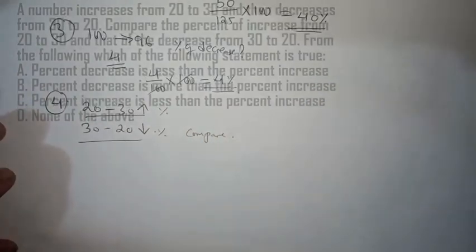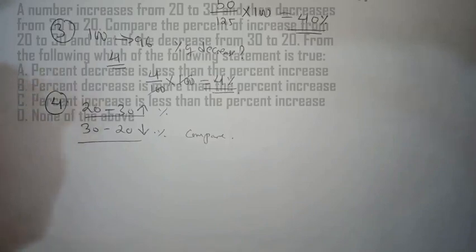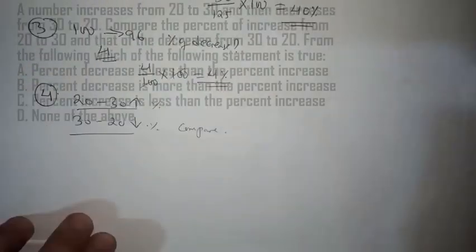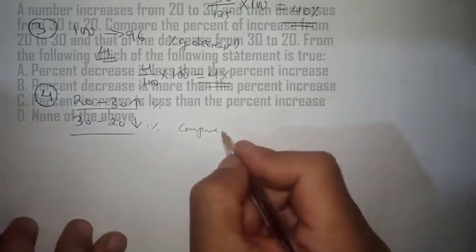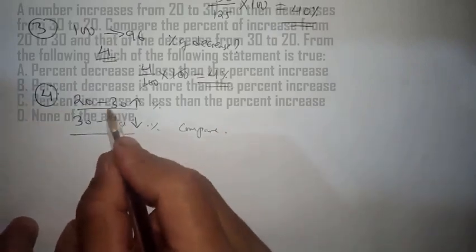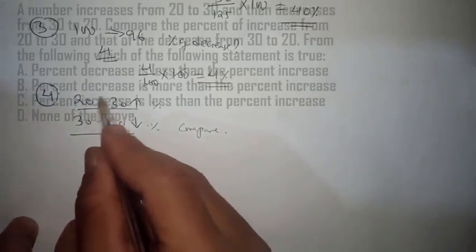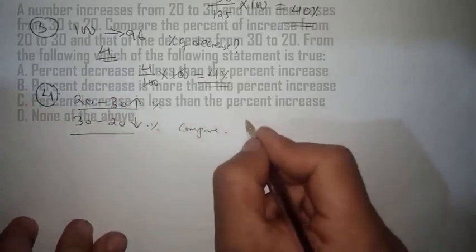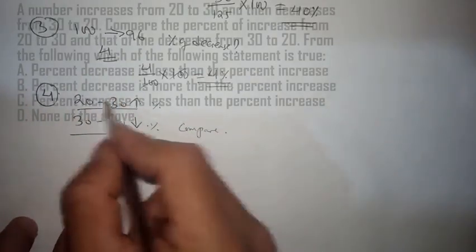This is the new question. So now we will compare. First thing, the increase from 20 to 30: 10 units increase.